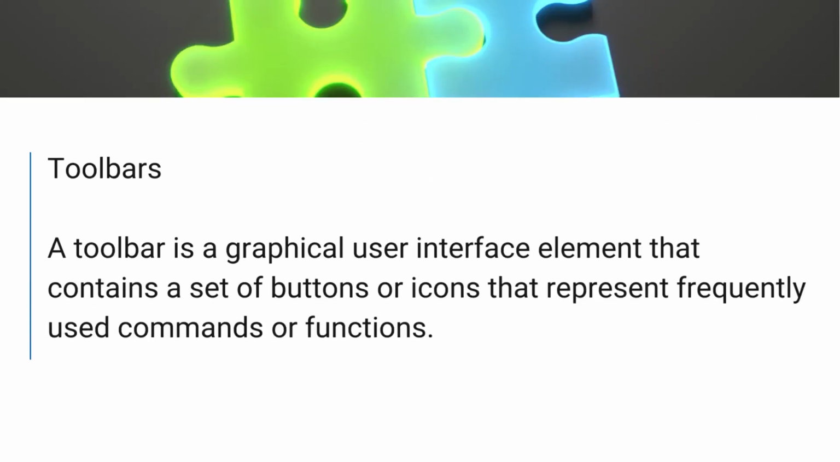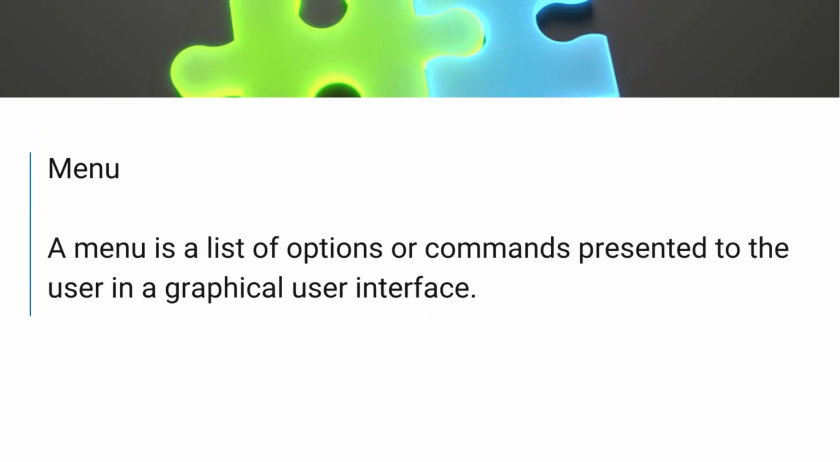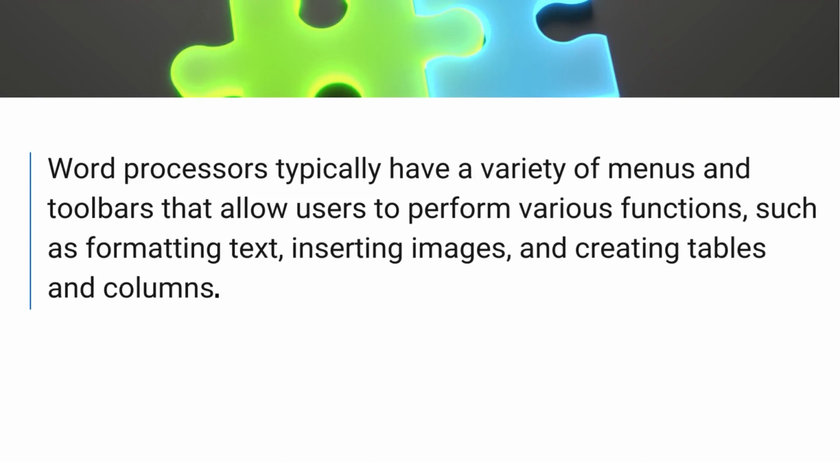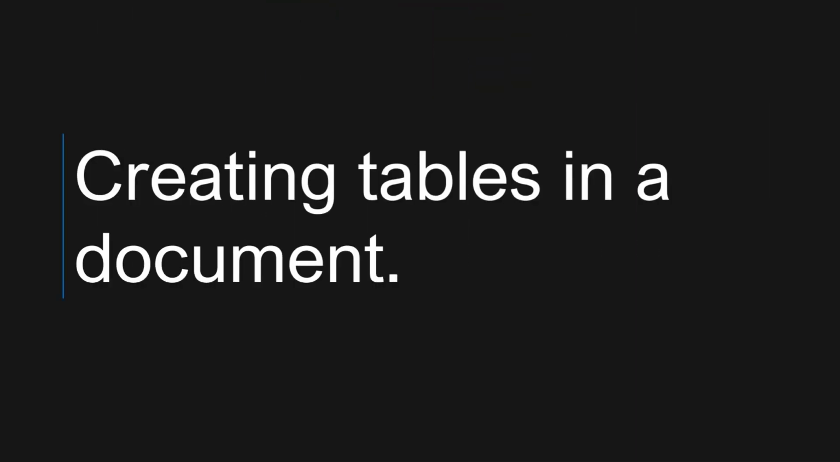Toolbars. A toolbar is a graphical user interface element that contains a set of buttons or icons that represent frequently used commands or functions. Menus. A menu is a list of options or commands presented to the user in a graphical user interface. Word processors typically have a variety of menus and toolbars that allow users to perform various functions, such as formatting text, inserting images, and creating tables and columns. In the next section, we'll explore how to use tables and columns to enhance your documents.